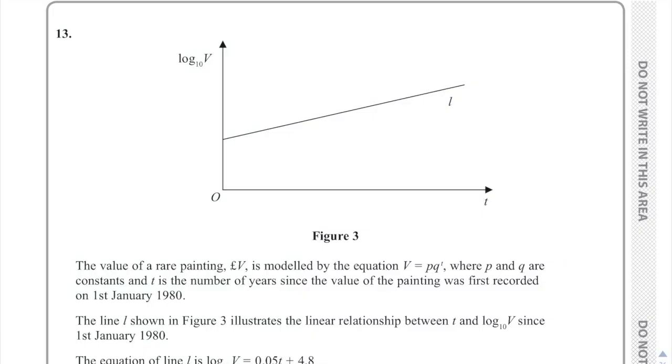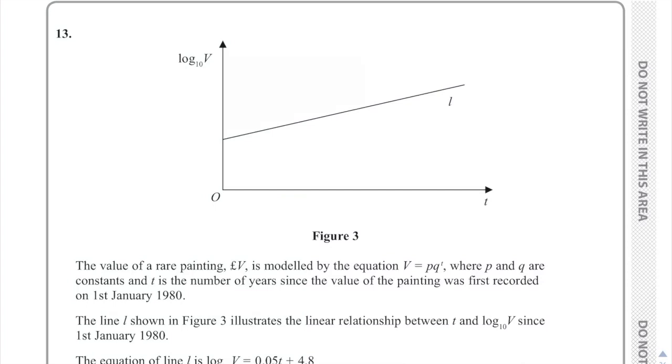And that's question 12. Question 13: the value of a rare painting is modelled by the equation V equals PQ to the power T, where P and Q are constants and T is the number of years since the value of the painting was first recorded on the 1st of January 1980. The line L shown in figure 3 illustrates the linear relationship between T and log base 10 of V since 1st of January 1980. The equation of line L is log to the base 10 of V equals 0.05t plus 4.8. Part A says find to 4 significant figures the value of P and the value of Q.